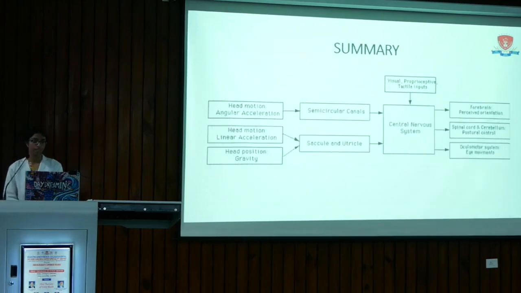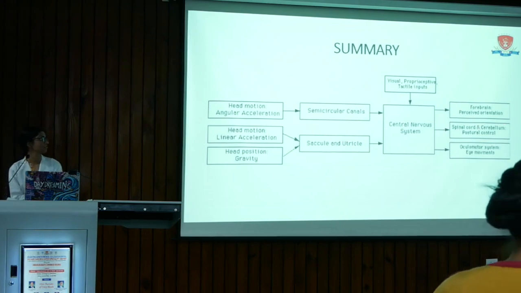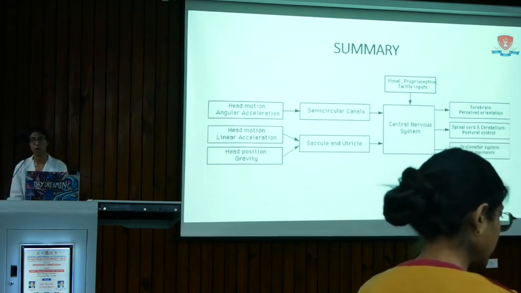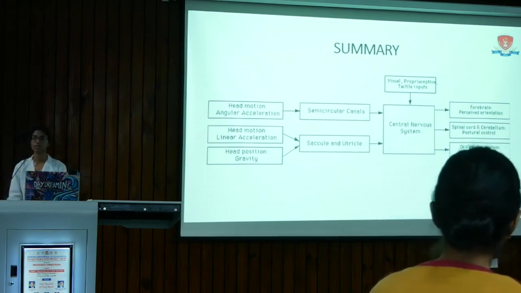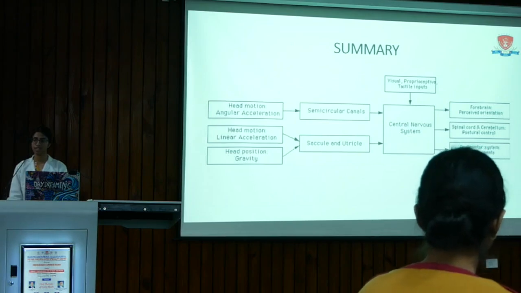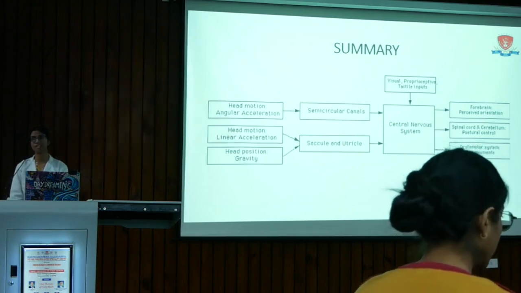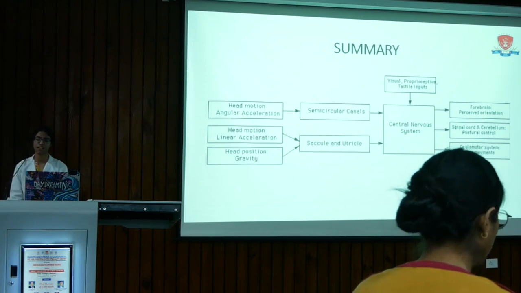A quick summary. The sensations of the angular acceleration, linear acceleration, and keeping the head upright are sensed by the semicircular canals, saccule and the utricle. The impulses are then taken to the central nervous system, which sends the impulse to the spinal cord and the eye muscles, controlling eye and oculomotor muscles and the muscles of the body, thus maintaining body posture and the balance of the body.